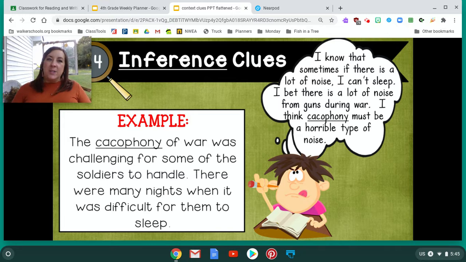Well, this reader is thinking in his head, I know that sometimes if there's a lot of noise, I can't sleep. I bet there's a lot of noise from guns during war, so I think cacophony must be a horrible type of noise. This is an inference. An inference is where you take what you know, the information that you already know, and you compare it to what the author is telling you in the text.